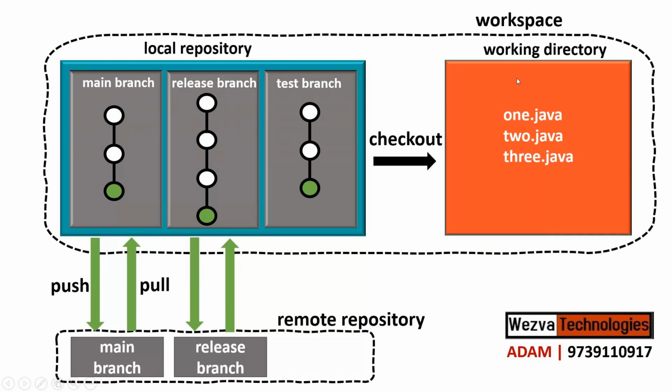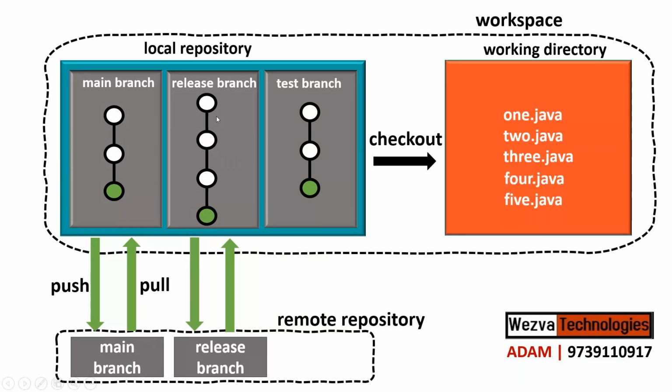Suppose you do not tell anything and go to the workspace, by default it will show the content of the main branch. And not only that, anything that you do in your working directory will go only to the main branch. It is like selecting a branch by default. So if you want to now work on the release branch, then you should say git checkout and another branch like release branch. Then what happens? It will show the content of what is there on the release branch.